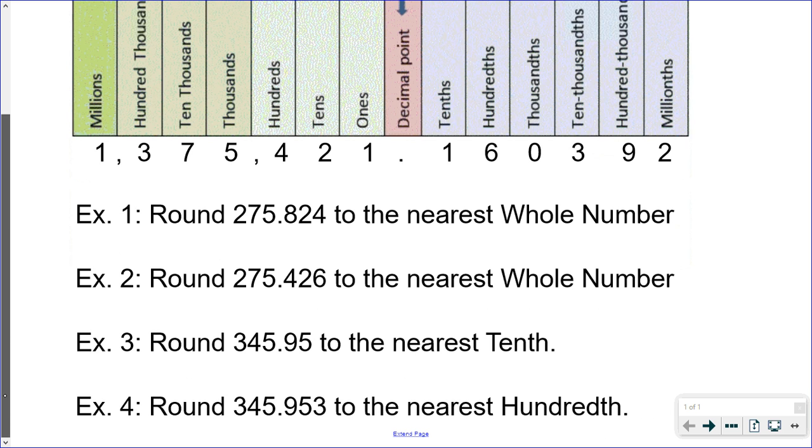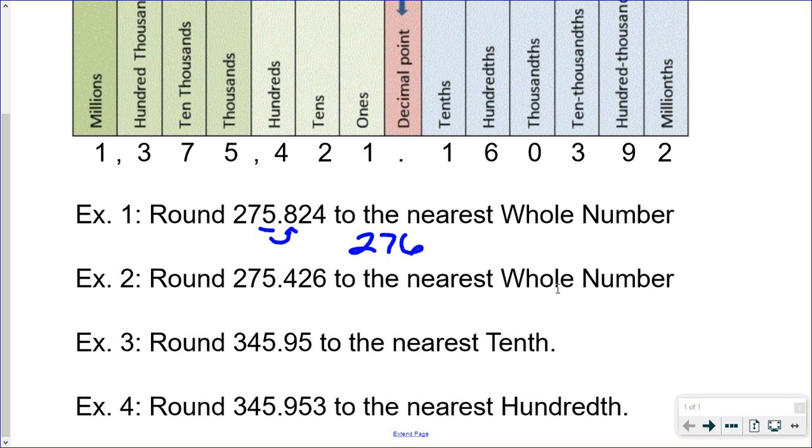So I've got a few examples here. The first one says round this number to the nearest whole number. When they ask you to round to the nearest whole number, what they're saying is they don't want any decimals. So in other words, they want you to round it to the ones place. So they want you to drop everything after the decimal. So the question is, do I keep this 5 or change it to a 6? The number to the right is 8. If this number is 5 or above, then you round this up to a 6. So this number would round to 276.